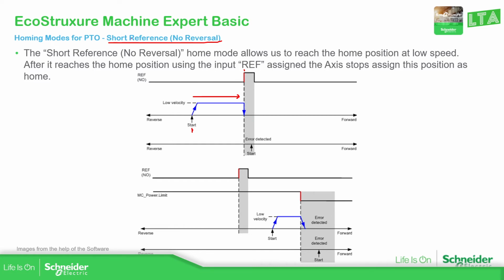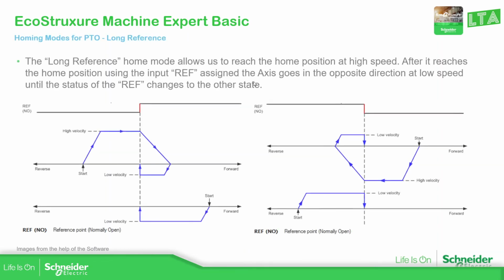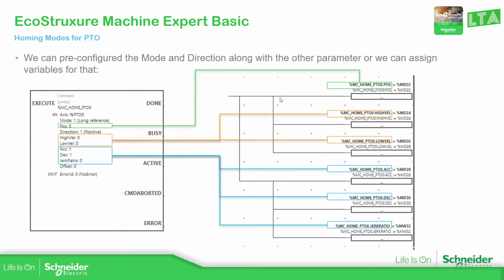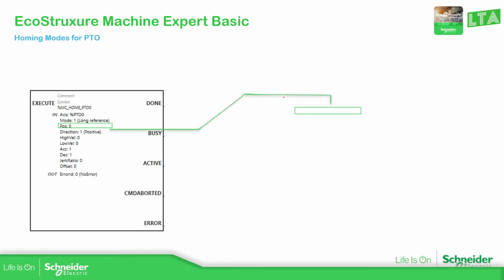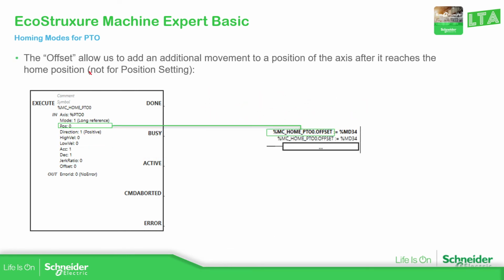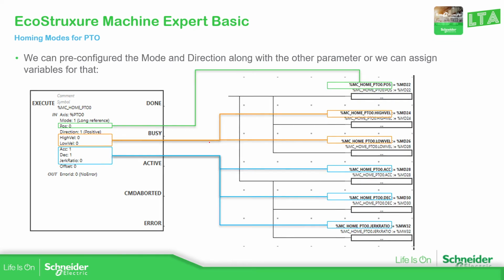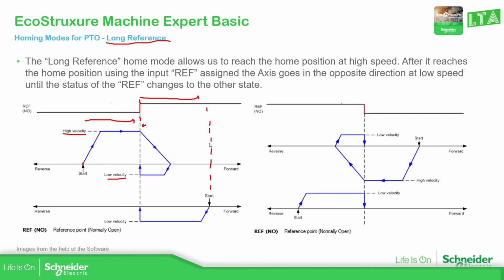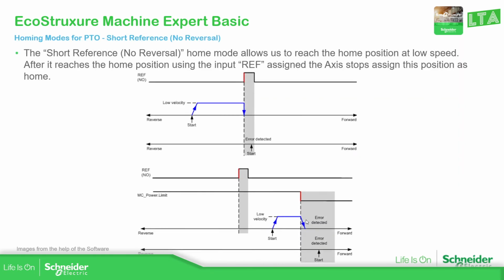So this is show reference nor reversal. I don't remember if I showed you before, but there is something in the offset. For this one, the position setting, it doesn't work, or it shouldn't work, because once you select the home by position, it just assigns that position as a new home. I don't remember if I already showed you that, but let me check that for you.